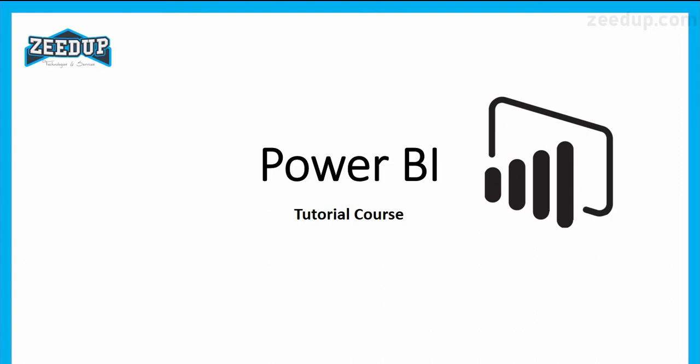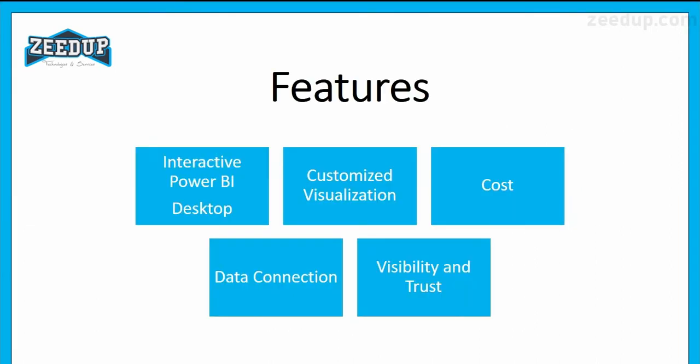In this video, we are going to understand the different features that are provided to us by the Power BI software. If we talk about the main features, we have the interactive Power BI Desktop. Power BI actually provides us with two tools that help us work with it. One is Power BI Desktop and the other is Power BI Service.